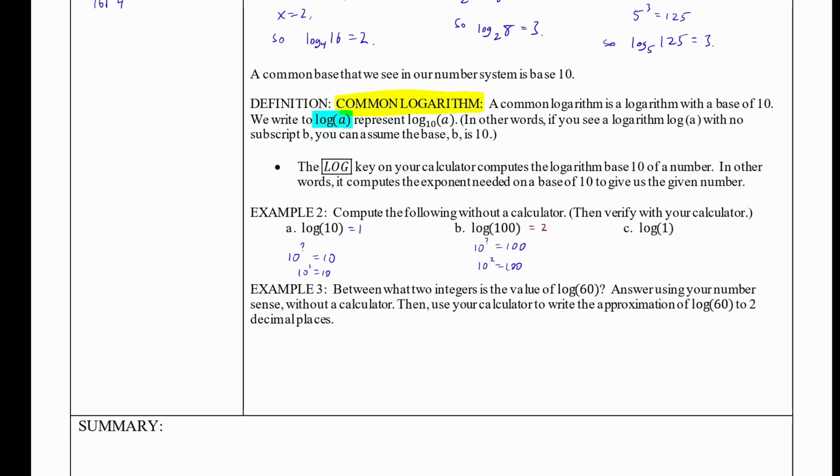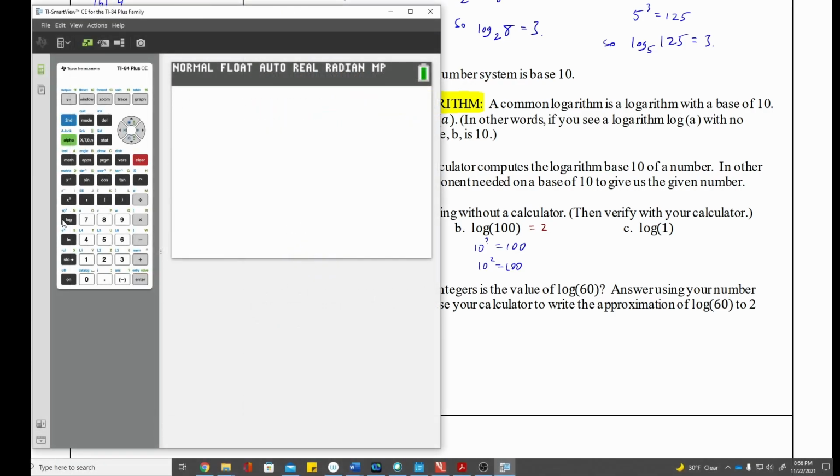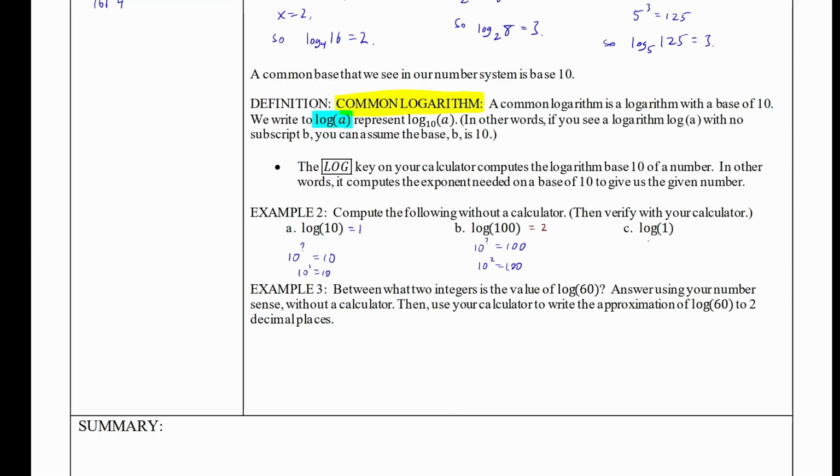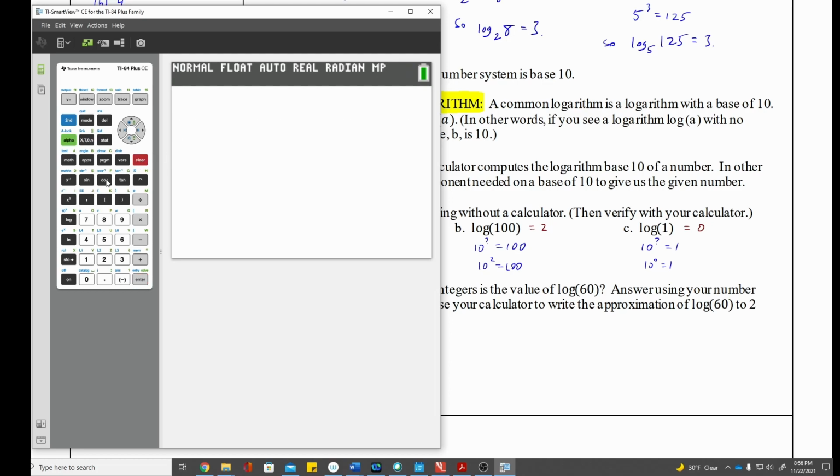Remember, the inputs and outputs change between exponentials and logarithms. Let's double check on our calculator. I'm going to press the log button, input 100, and we get 2. For the common logarithm of 1, I want 10 to some unknown power to give me 1. I know that if I raise something to the power of 0, it gives me 1. So the common log of 1 should be equal to 0. Let's verify this in our calculator. Common log of 1 equals 0.